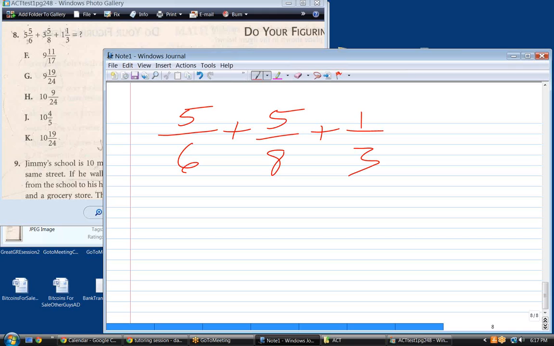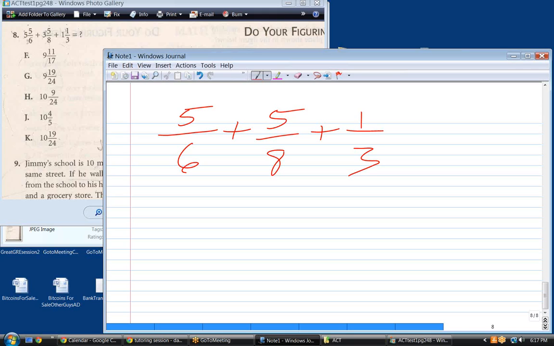Well, I'd have to get common... Wait, no, I'm adding, so I don't need common denominators, right? Well, that's right. Go ahead and try it. I don't even need a calculator for this because it's 11 over... No, you're going to need a calculator. I want you to try it on the calculator just to show you what the problems are going to be if you tried this on a calculator. Okay. So try adding 5/6 plus 5/8 plus 1/3 on a calculator.